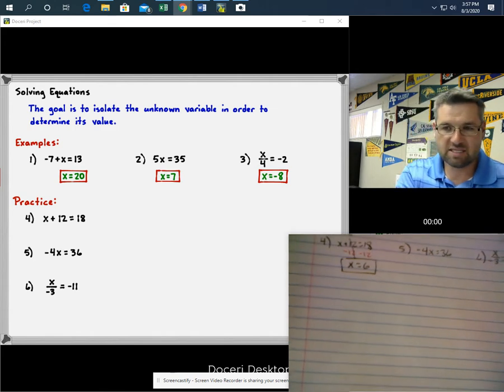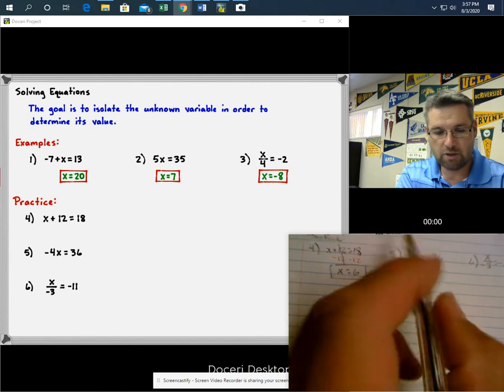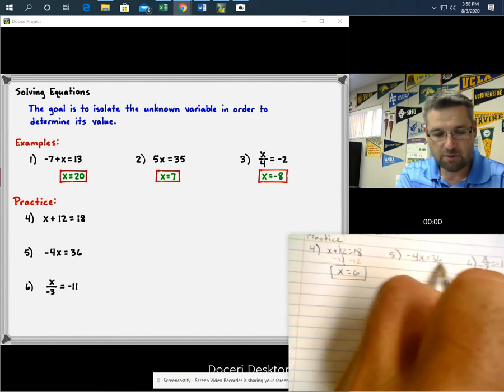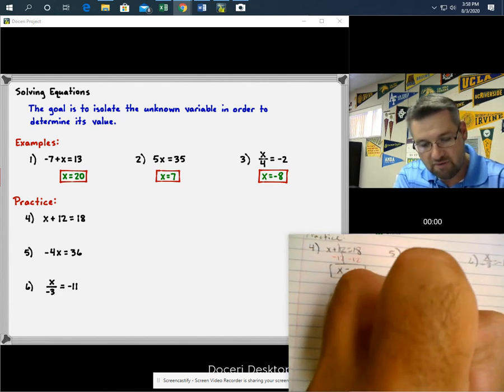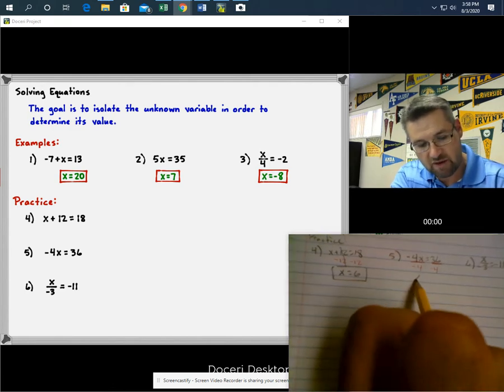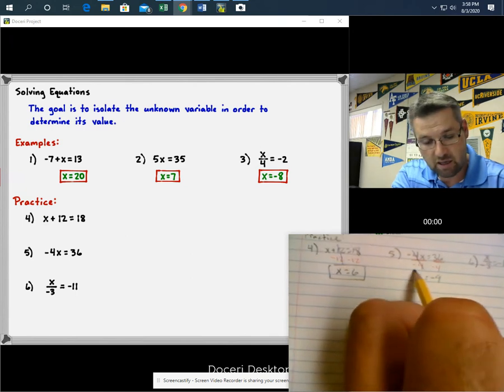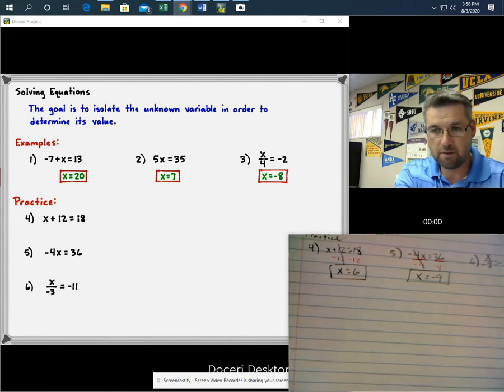For number 5, that says -4x equals 36. The operator here is multiplication. So I'm going to divide to get rid of the multiplication. We're going to divide by -4. Well, -4x over -4 simplifies to x, and 36 over -4 simplifies to -9. And that is our final answer there.